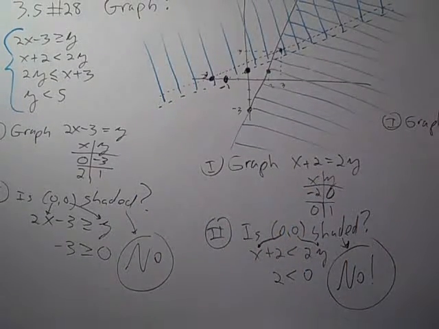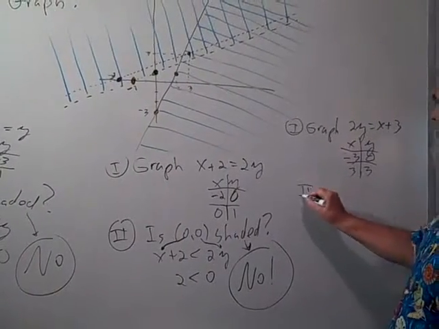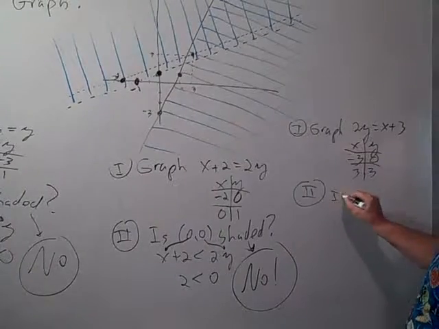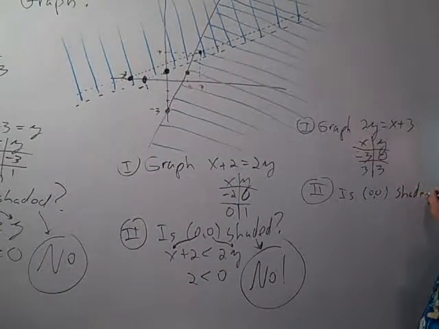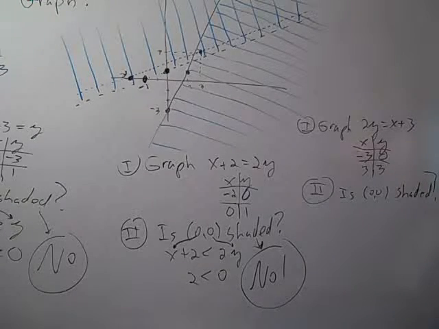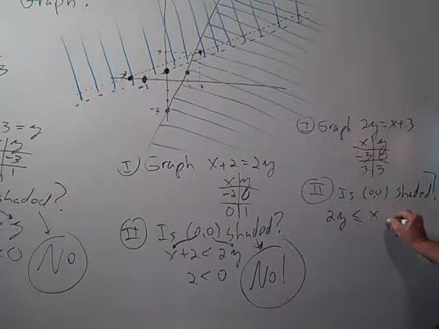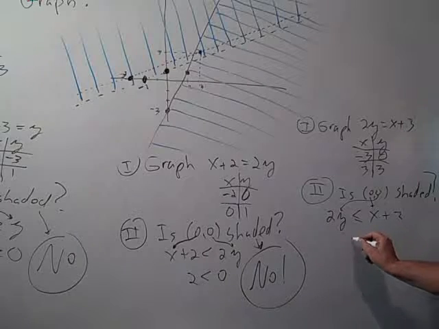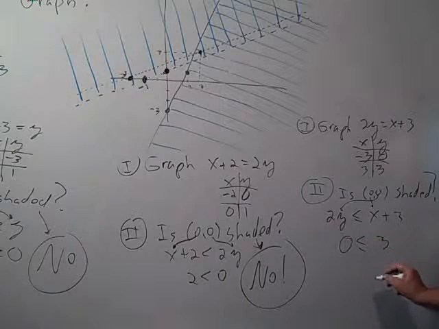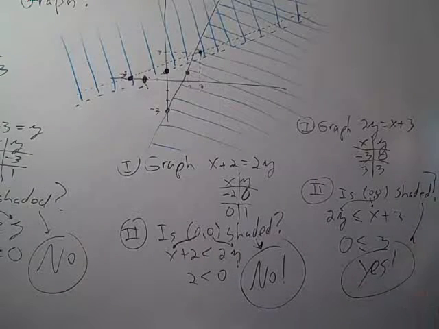Okay, in any case, now we need to decide for the dotted line we just drew in, which side of it to shade. So we ask, is the origin shaded? And we plug it into the original inequality, 2y less than or equal to x plus 3. Plug in x equals 0 and y equals 0. It becomes 0 is less than or equal to 3, which is true. So the answer to this is yes. This time the origin is on the shaded side of our line.